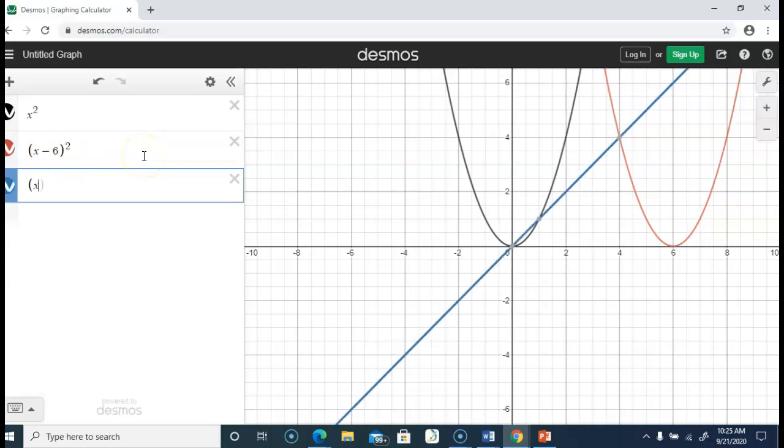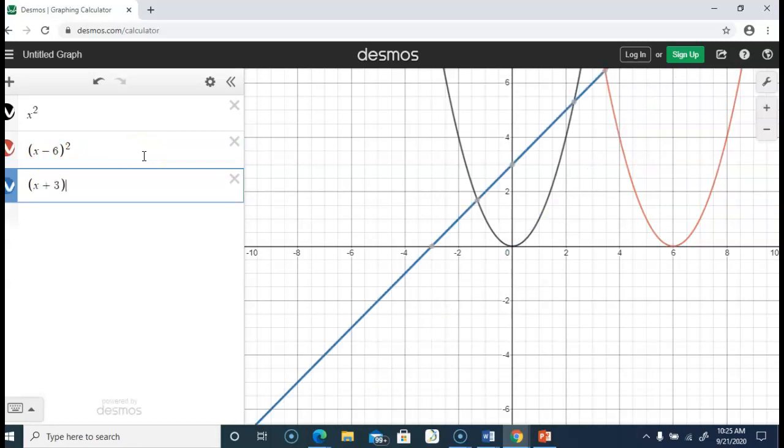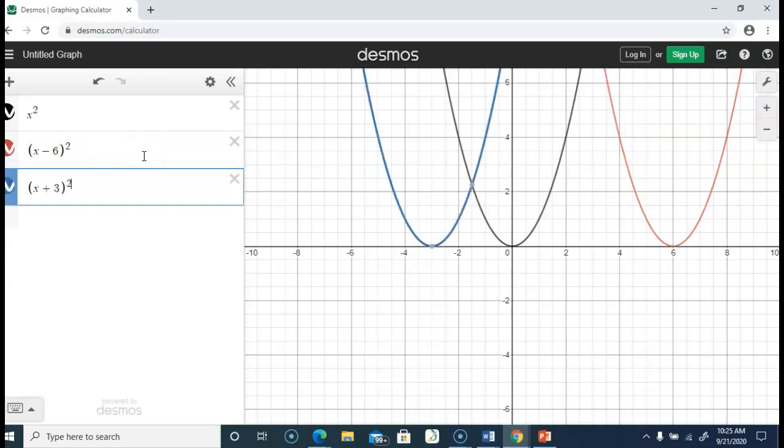If I have a plus, then you can see that it got shifted to the left that many units.